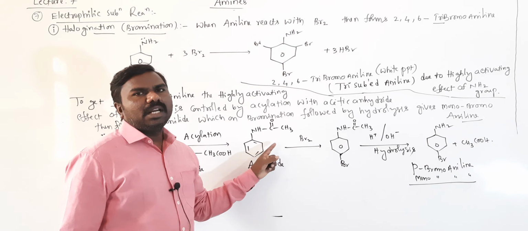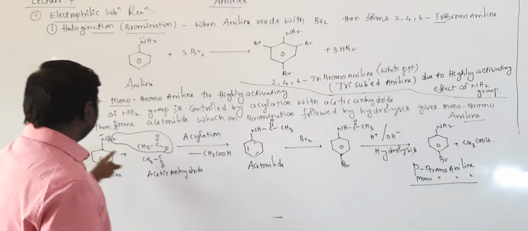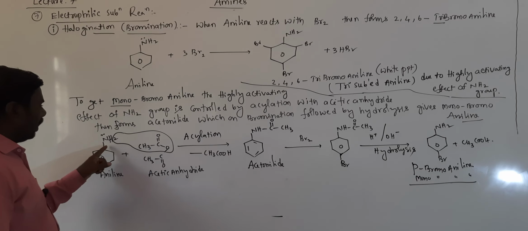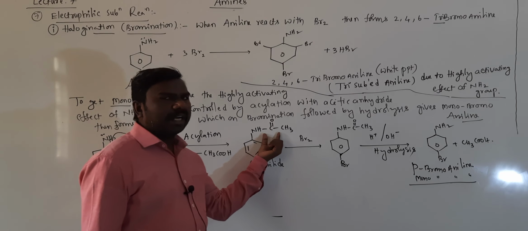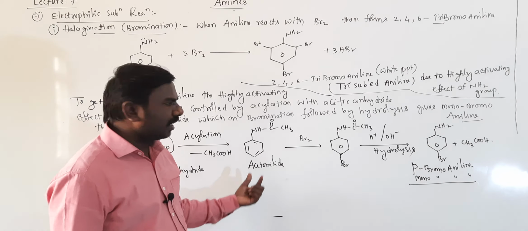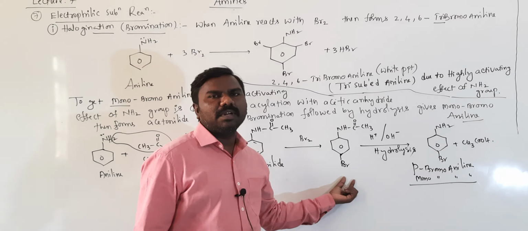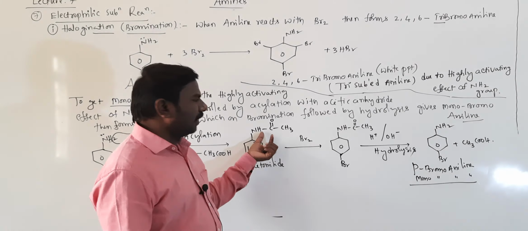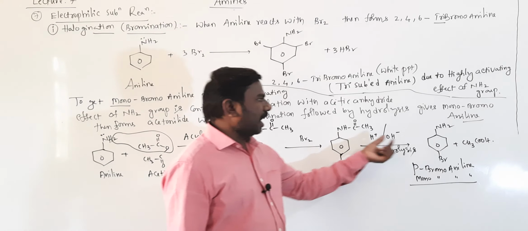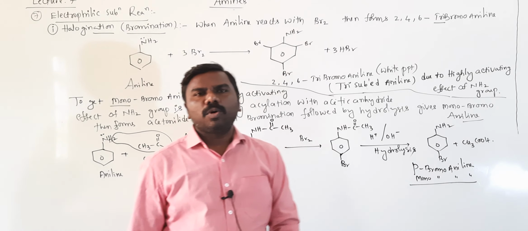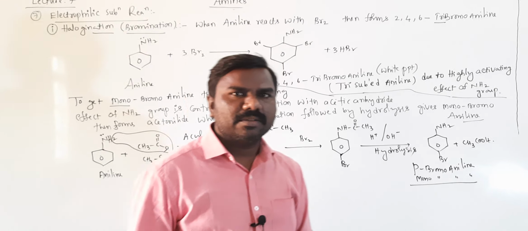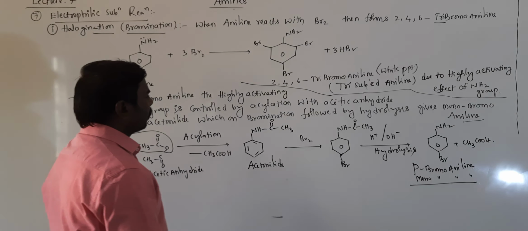NHCOCH3 is formed. It is a less activating group, whereas NH2 is highly activating. Highly activating is converted into less activating by acylation. Then on bromination, we will get only one bromine because it is less activating. So then we will get a monobromoaniline, right students? So what happened actually here?